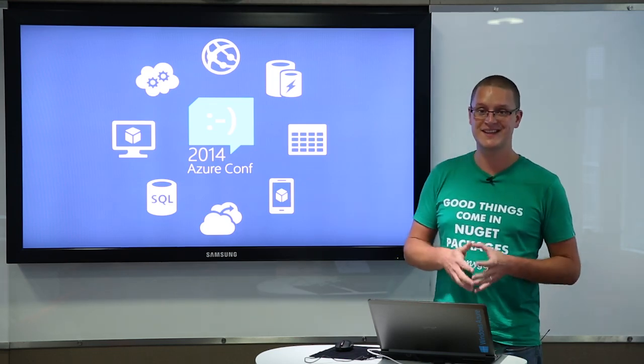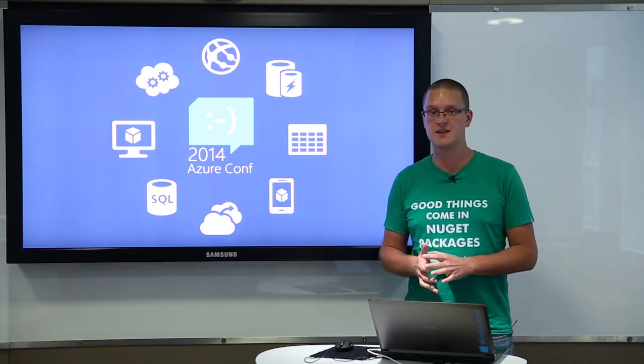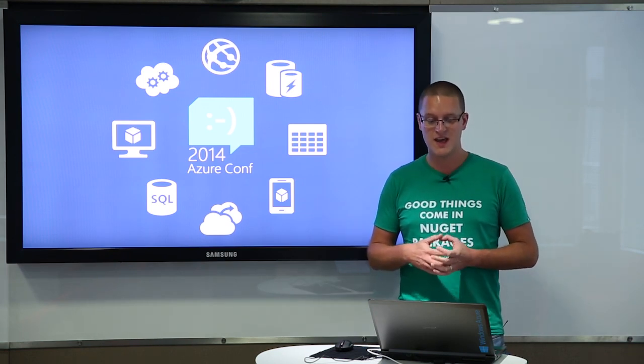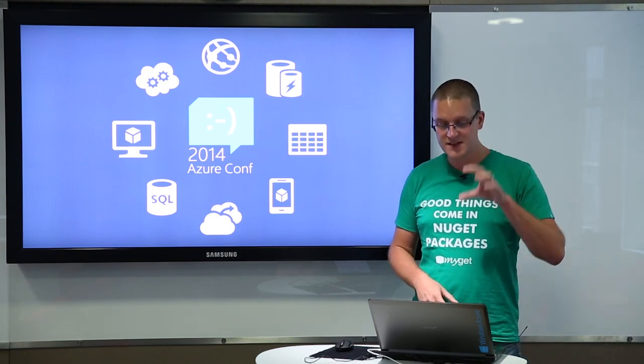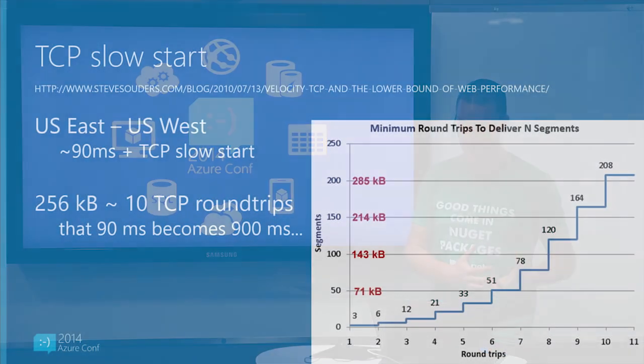So that means, essentially, our 90 milliseconds will go up to 900 milliseconds because we have to traverse the cable quite a number of times. So even though the distance and even though the speed of light is quite fast, TCP slow start and all the devices sitting in between make it actually work slower on the internet.